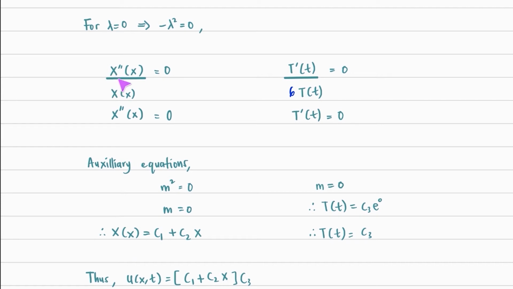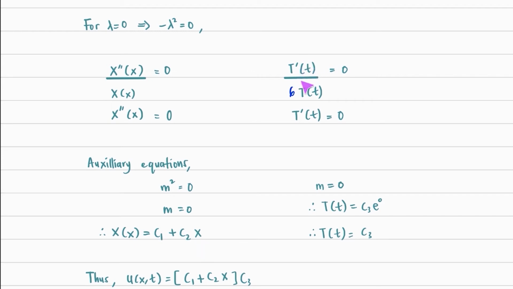Okay, so X double prime x divided by X of x equal to 0. Therefore, X double prime x equal to 0. Based on auxiliary equations, m squared equal to 0, where m is equal to 0. Therefore, X of x equal to c1 plus c2x.